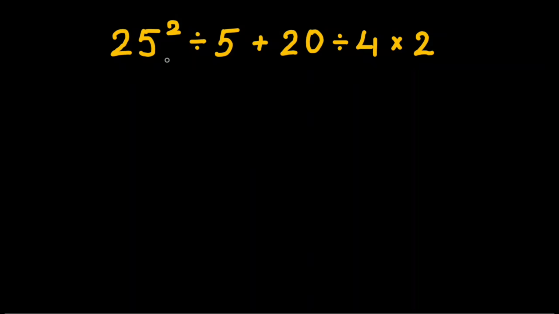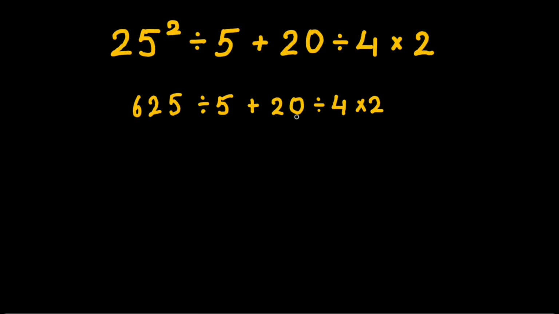25 square division 5 plus 20 division 4 into 2. We start with 25 square, 625. What should be the next step? There are two divisions, a multiplication and an addition.